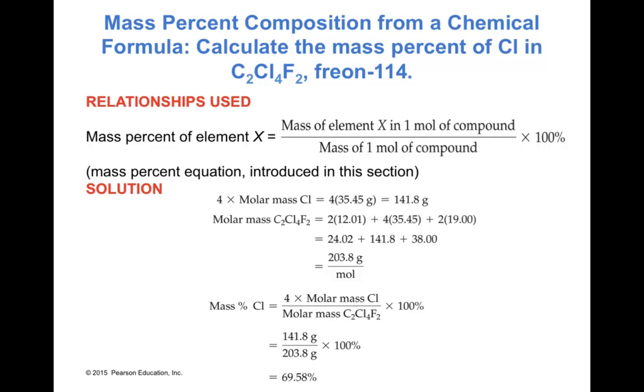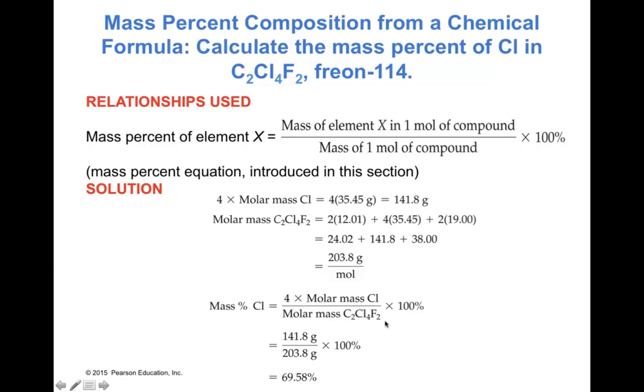So this is the molar mass for the compound, and this is the mass that we have from chlorine in this compound. So this will be 141.8, that is this, divided by 203.8, that is the molar mass for the compound, times 100. So we have a total mass percent for chlorine of 69.58%. So that's the percent of chlorine in this compound.